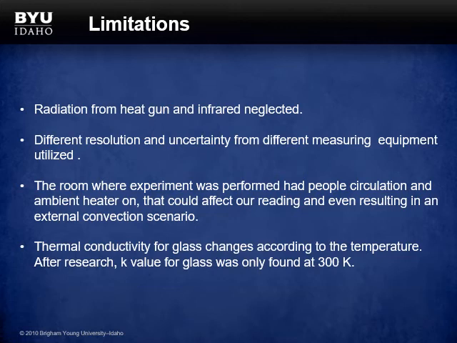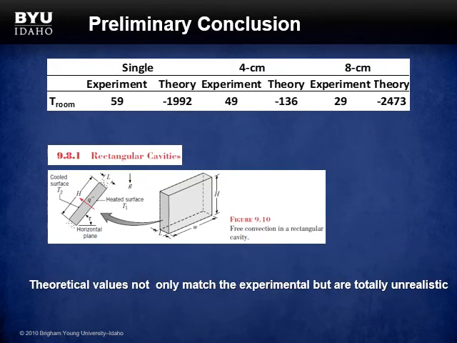That may affect our readings and even result in an external convection scenario for the room, and not a free convection. The thermal conductivity for the glass changed according to the temperature. After some research, the only value for the glass that we utilized was at 300 Kelvin. As mentioned before, we had to look for assistance from our instructor because we were not able to achieve the same experimental temperatures. We conclude that a free convection equation may not be the best approach to calculate the temperatures in the gap and in the room.